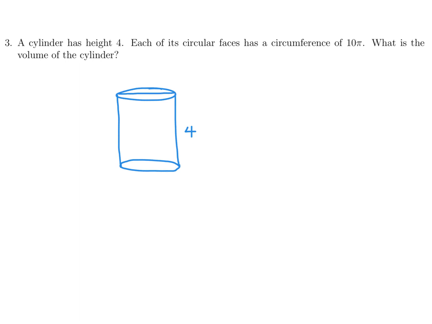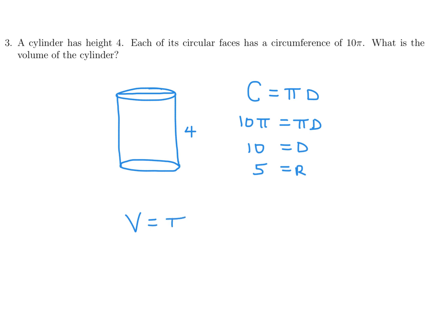So the circumference C is equal to pi times the diameter. So they're saying that circumference is 10 pi. So that means the diameter is 10, and therefore the radius would be 5. Volume of a cylinder is given by the equation pi r squared times height. So pi 5 squared times 4, and this is 100 pi.